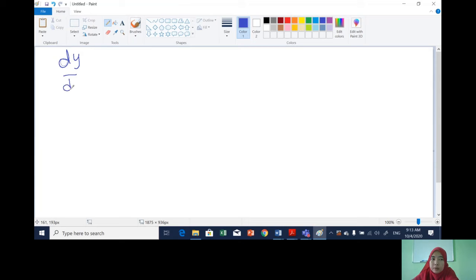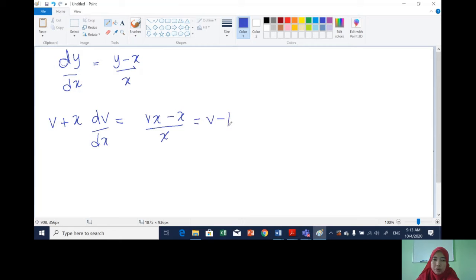dy dx. After the transformation, on the left-hand side we have v plus x dv over dx, equal to vx minus x over x. There is a common factor, so this can be simplified to v minus 1. We have v plus x dv over dx equal to v minus 1.